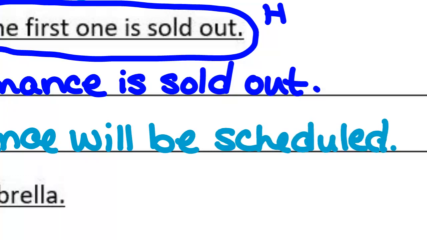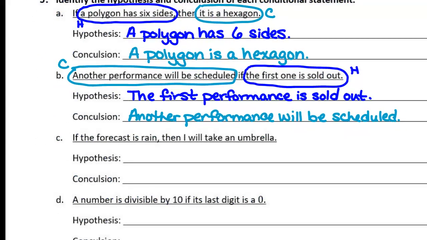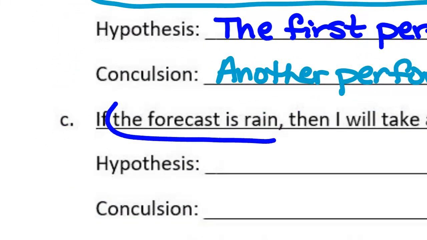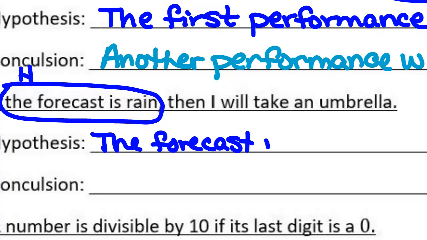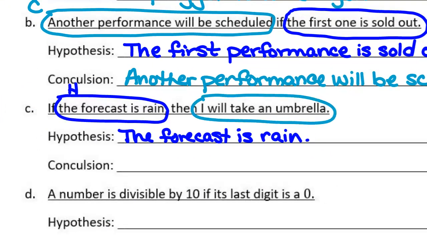What is the hypothesis in part C? The forecast is rain. What would the conclusion be then? I will take an umbrella.